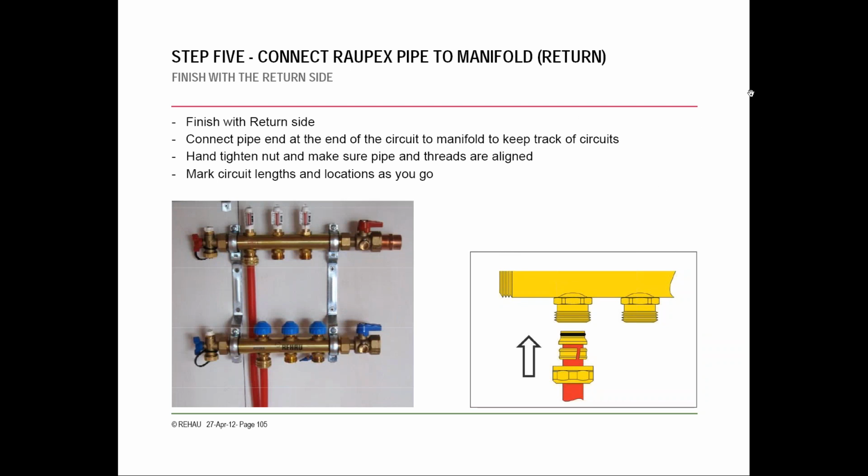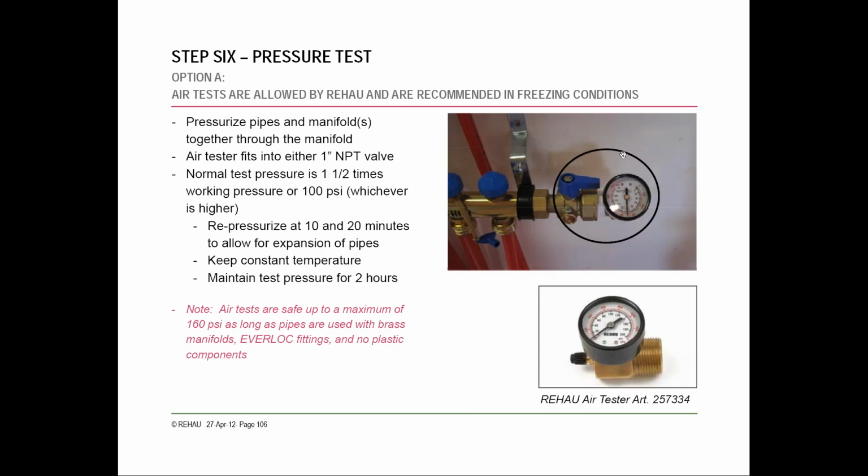Step 5, bring the return back to the manifold, connect it. All right, next step is the pressure test. The easiest is just to air test it. We have these quick air test kits. They have a little nipple on them. You basically put any pneumatic air pump up to it, keep it under pressure.